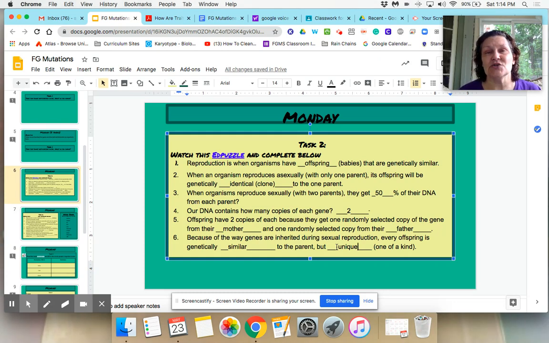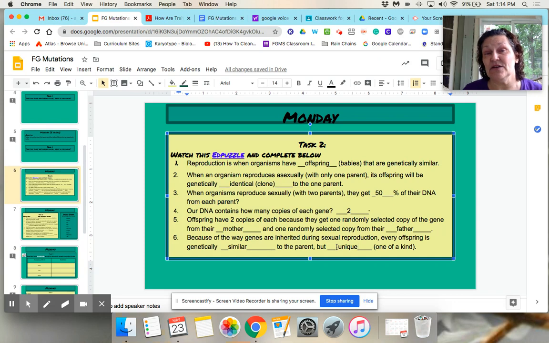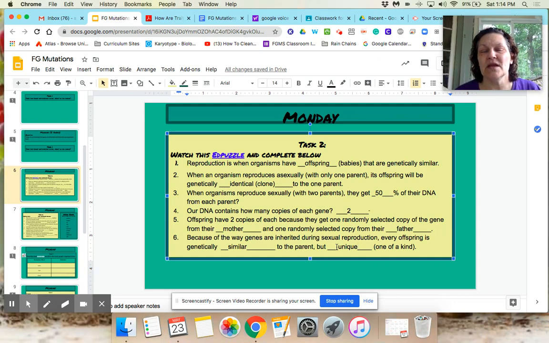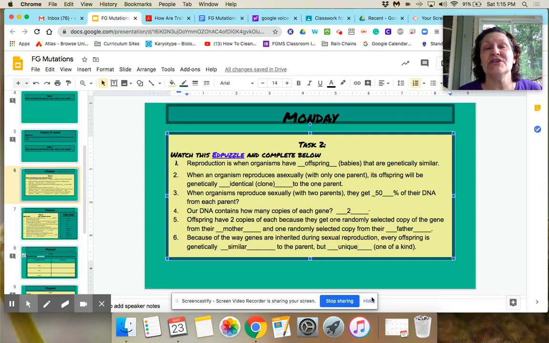In asexual reproduction, there's only one parent, so the DNA that's given to the offspring is exactly the same as the parent's DNA. In sexual reproduction, where there's male and female, half the DNA comes from your mom, half the DNA comes from your dad. And so you put them together, you are still similar to your parents, but you are unique and you have unique traits.